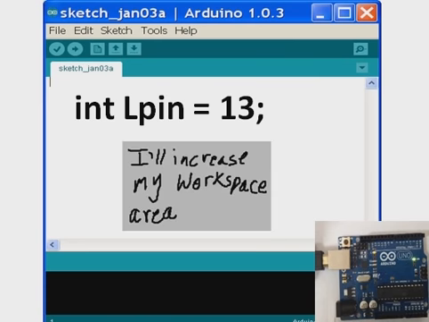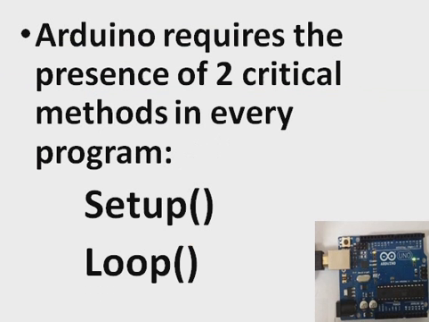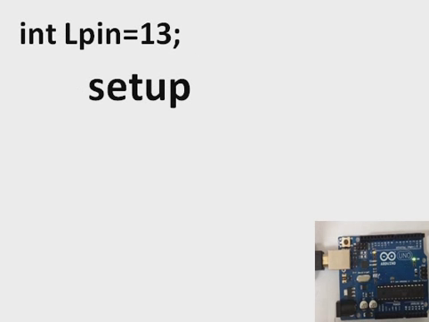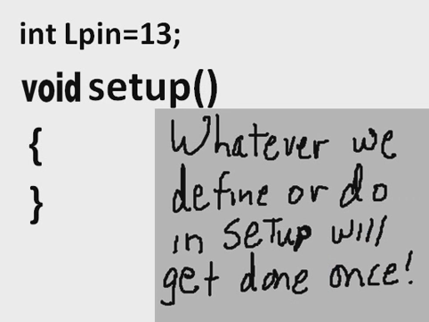I'll increase my workspace area now. There we go, that's better. Arduino requires the presence of two critical methods in every program, setup and loop. Let's define them now in our sketch program. Int lpin equals 13, semicolon, and now we define our setup method. I key in setup, open close parens, and void. Open and close curlies. Whatever we define or do in setup will get done once.